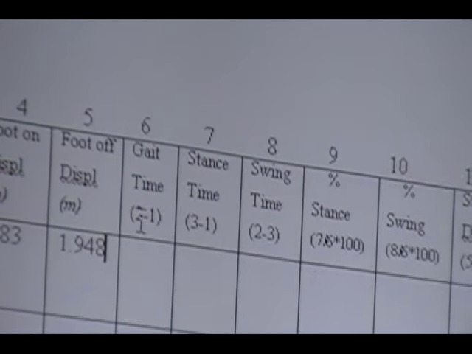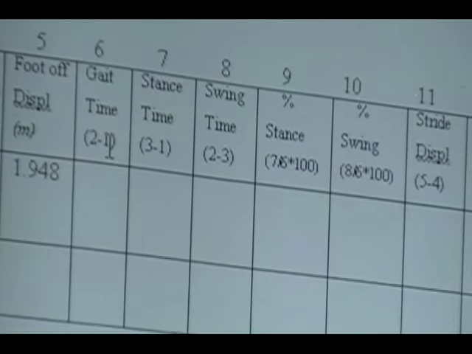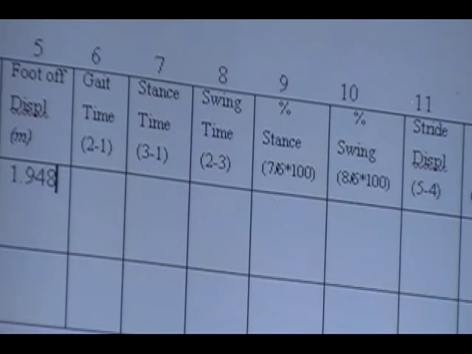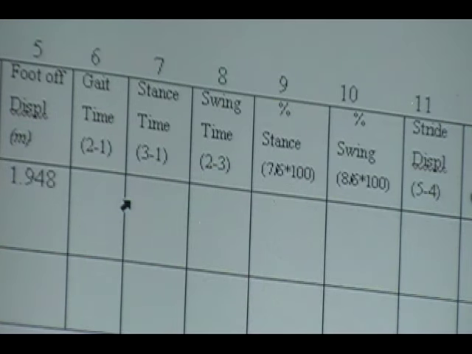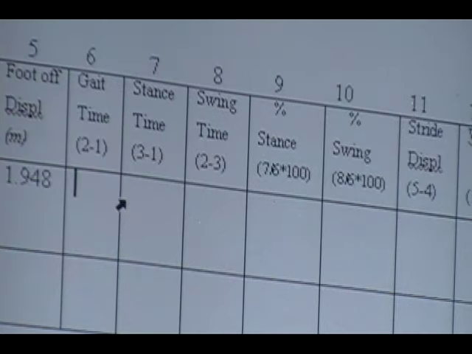Do you see here 2 minus 1? That means column 2 minus column 1. So it's gait offset time minus gait onset time. So 1.35 minus 0.217. That number should be put into here. That should equal 1.133. Okay?